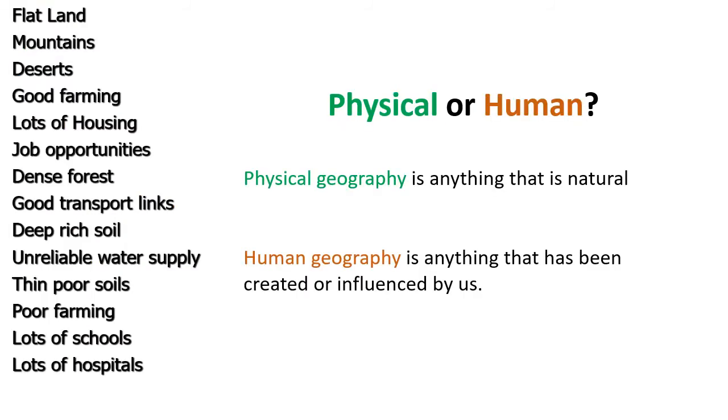So let's look at our list again and let's try and add physical or human. Two more geography words you might have heard of at school, but two words that we use a lot. So there are two types of geography. There's physical geography, which is anything that's natural, anything that we humans haven't built or made. So coasts, rivers, the sea is physical geography. Human geography is anything that we've created or influenced. So human geography would be things like transport links.